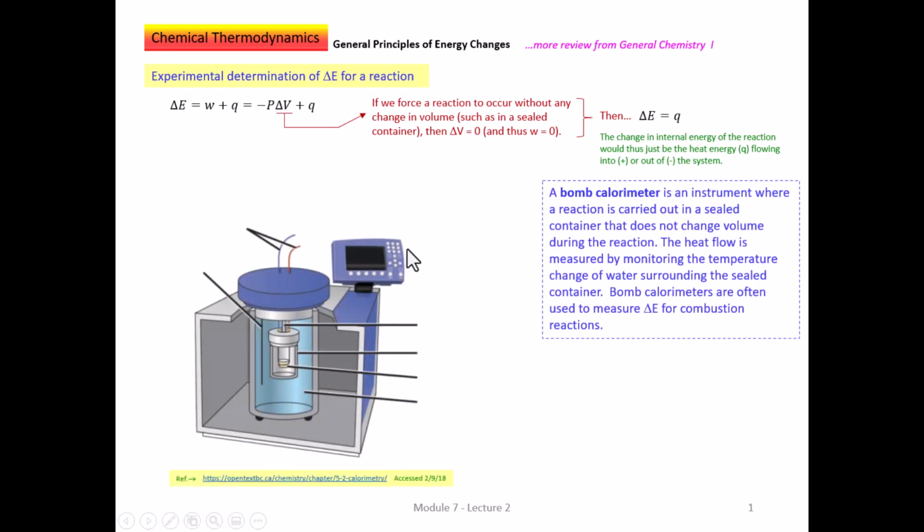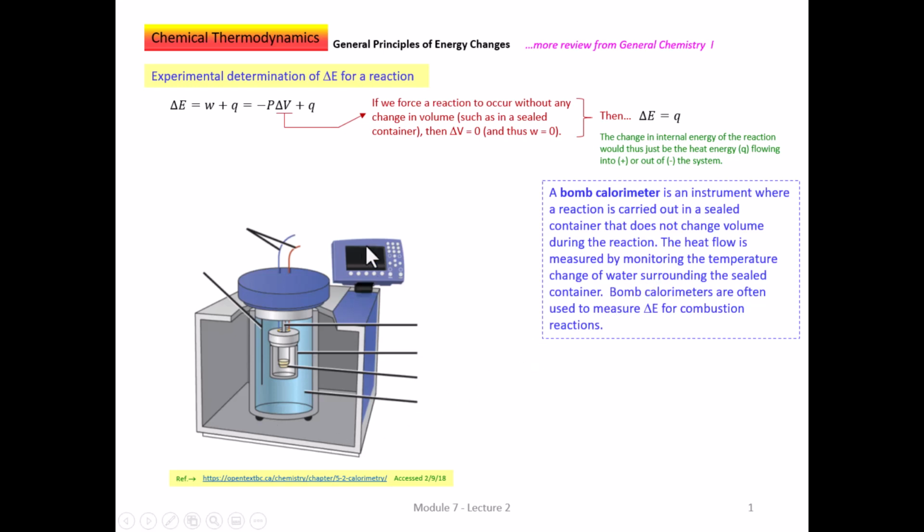An instrument called a bomb calorimeter, which is a threatening type name, but you'll see why it might be called that in a second, is an instrument where a reaction is carried out in a sealed container that does not change volume during the reaction. So you can think of maybe pressure building up in the container during the reaction, but you're not allowing the volume to change. Maybe that's part of the origin of the term bomb calorimeter. The heat flow is just then measured by monitoring the temperature change of the water surrounding the sealed container.